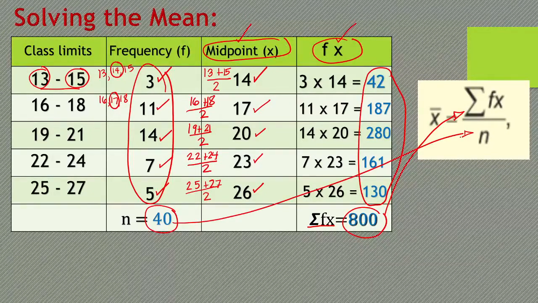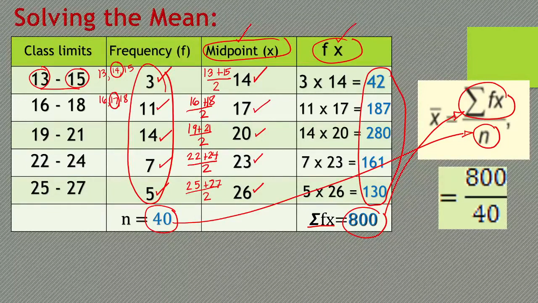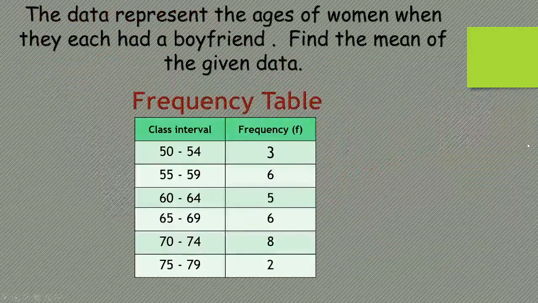So our formula is now, what is the summation of fx? What is this equal to? 800. What about n? Okay, so 800 divided by 40. How much is 800 divided by 40? That is the mean of this frequency distribution table. Any questions regarding our first example? Is everything clear? Okay, let's continue with our second example.